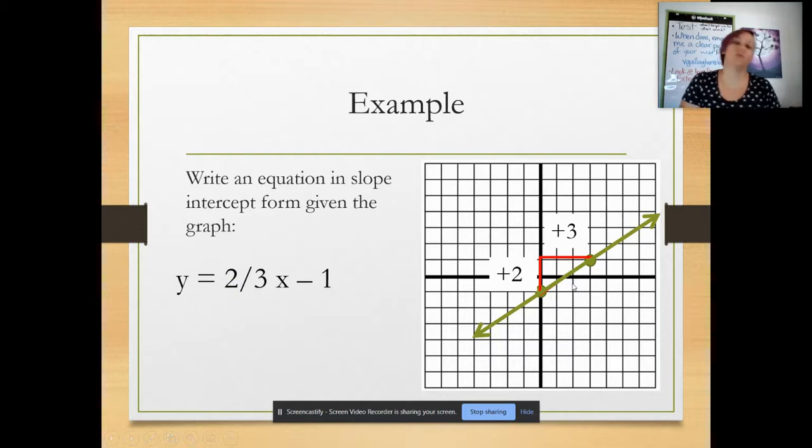Again, notice that the 2/3, the fraction, is written next to the letter x. The x is not part of the fraction. So it goes fraction, letter. Make sure that those are next to each other.